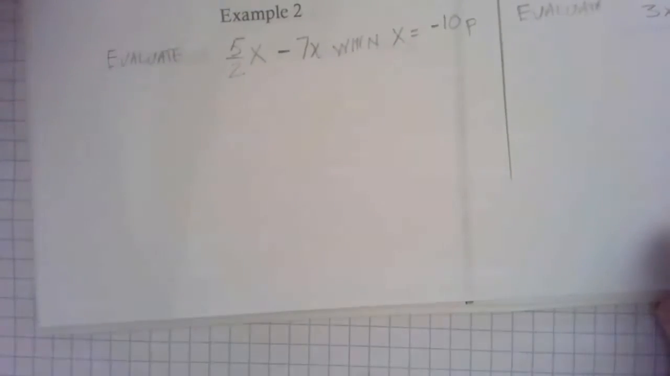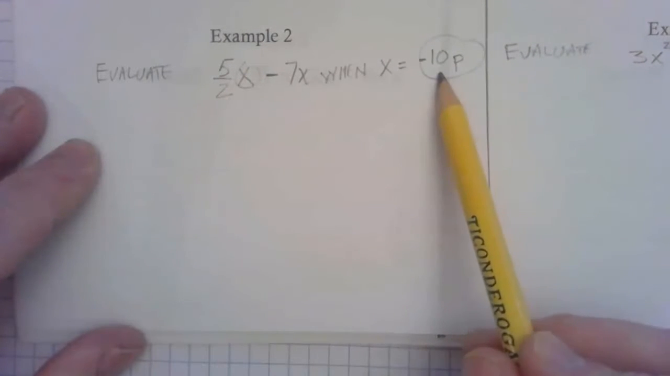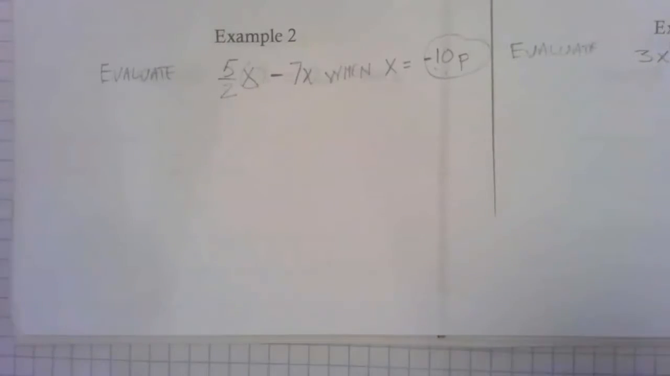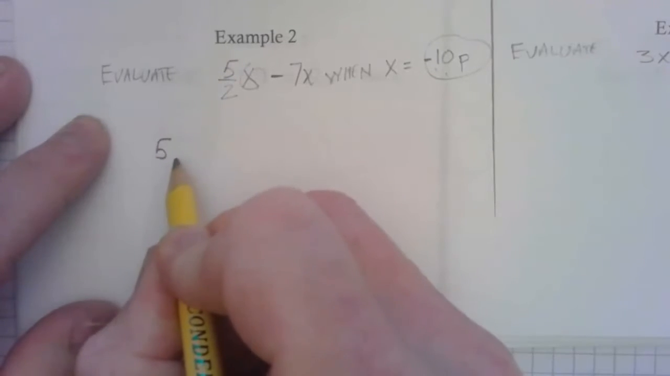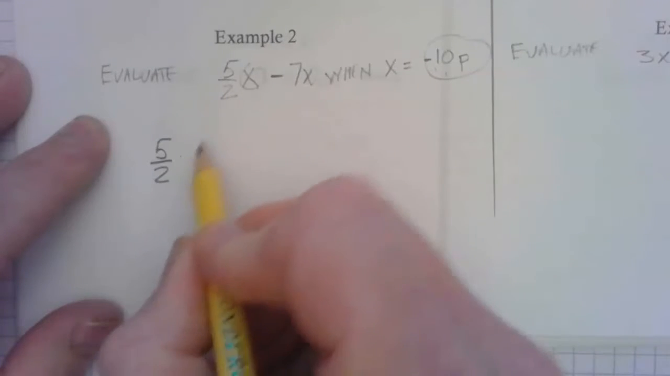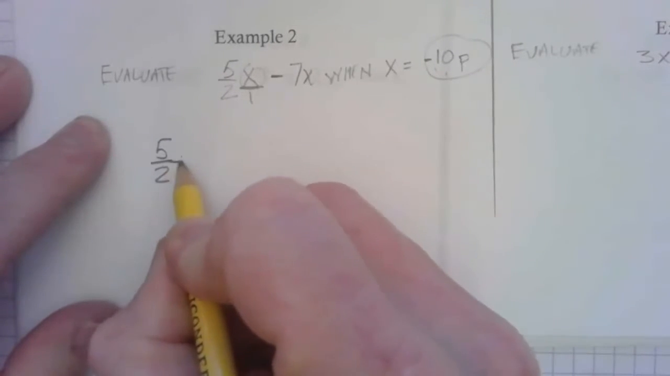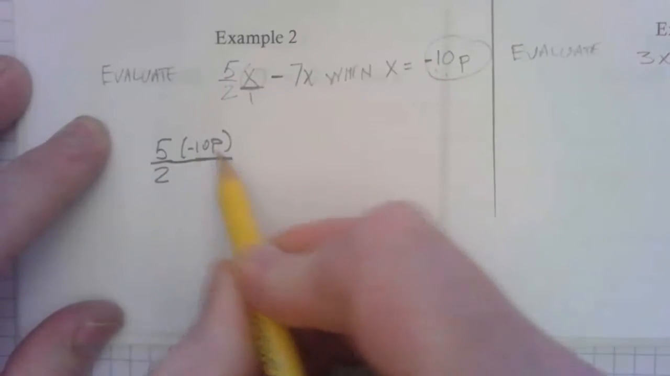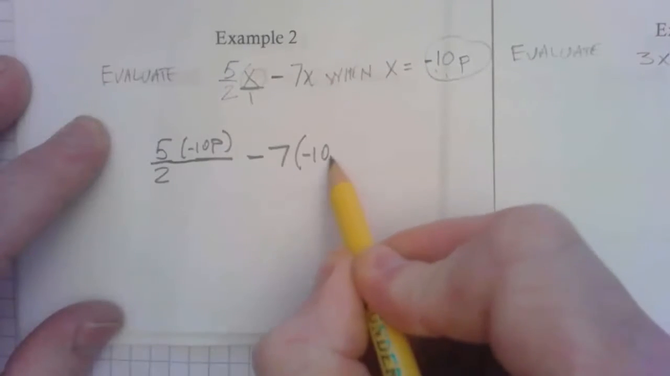Alright, let's look at 2. So we're going to replace the x with negative 10p. I've thrown a negative in here and put a fraction in here. Holy mackerel. Whew! I'm out of control. So let's do 5. We can leave it as 5 halves times, now the negative 10p is going to go on the top. This is really x over 1 when you don't see it like that. So in fact, you can look at it like this: times negative 10p. There you go. Put that in the top, over 2. Minus 7 times negative 10p.